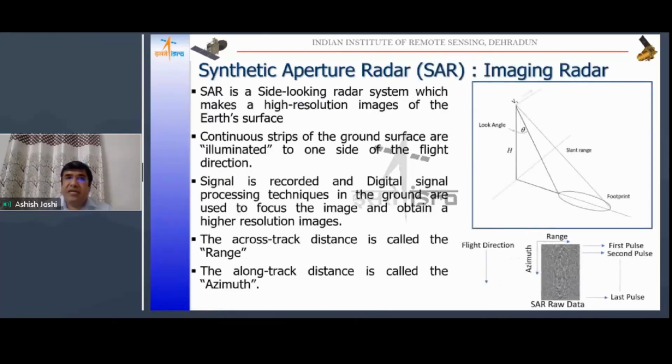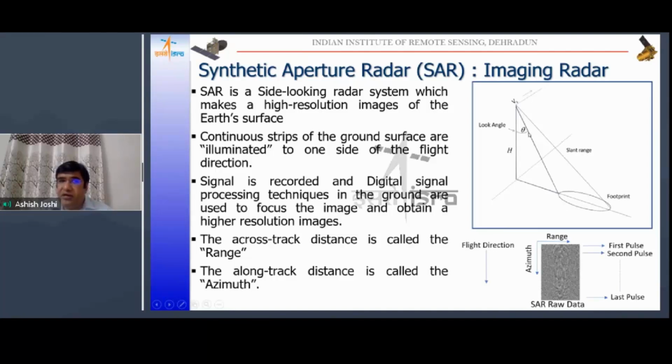So what is synthetic aperture radar? Synthetic aperture radar is also known as imaging radar. A simple radar cannot produce any images, but the synthetic aperture radar produces high resolution images. SAR is a side looking radar system which makes a high resolution image of the earth surface. The continuous strips of the ground surface are illuminated to one side of the flight. If it is a SAR, it flies in this direction, it is side looking, and it will illuminate the surface like this.